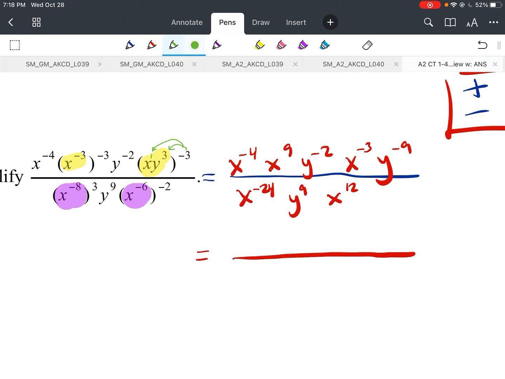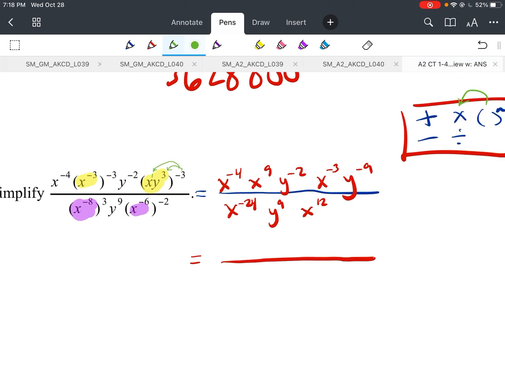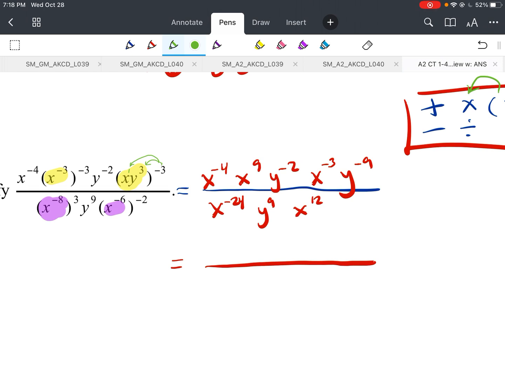All right, so now I'm just going to focus on, this is a good process here. Take care of that to clean the top and bottom up. All right, now let's consolidate the top and the bottom. So this is going to be x to something, y to something, and the bottom is also going to be x to something, y to something. Then we'll do the final step of simplifying.